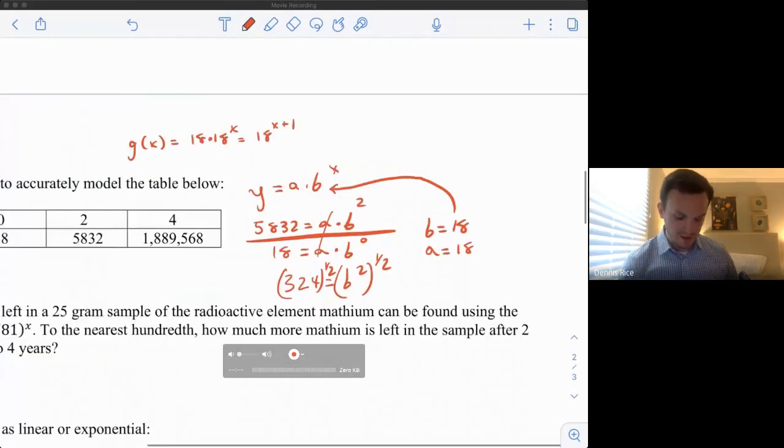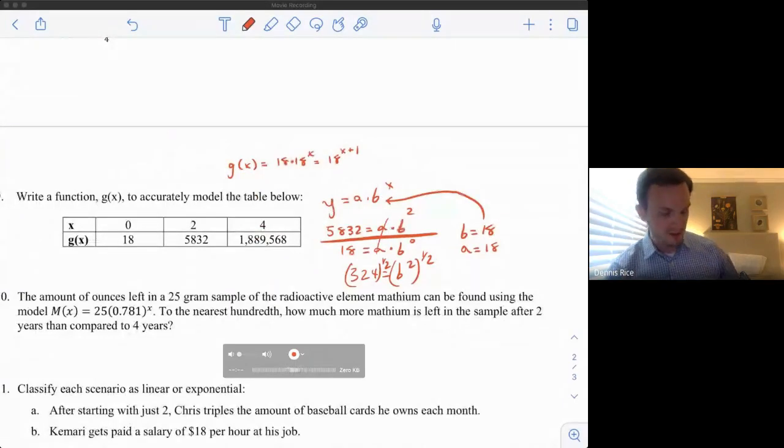So create two equations by substituting in x and y, divide one equation by the other, use reciprocal powers to solve for b. Once you have b, substitute back in to solve for a. How do you know that it's b squared? B squared divided by b to the 0, 2 minus 0 is just b squared.